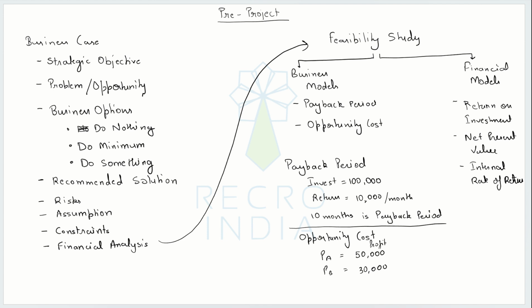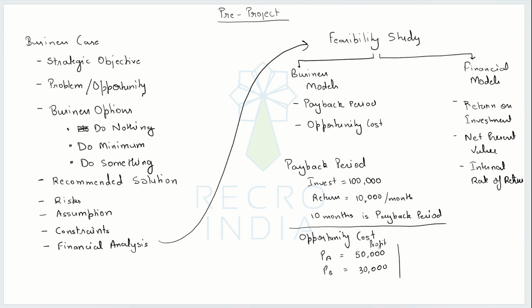Now, obviously, I will want to invest in both the projects because both of them are giving me good profits. However, considering the constraints of resources or money, I can't invest in both of them. So when I decide to select and invest in project A, basically I am letting go a profit of $30,000. Similarly, if I select project B, then I am letting go a profit of $50,000.